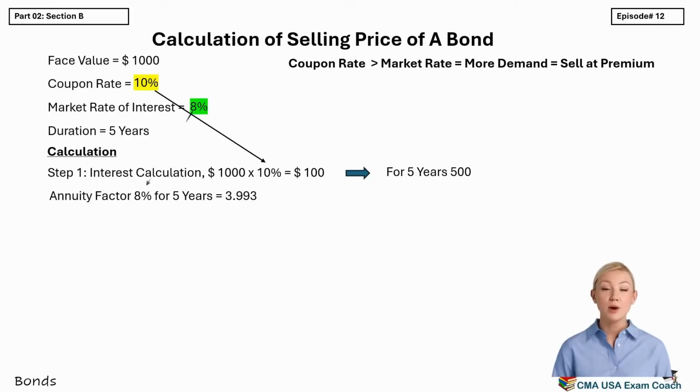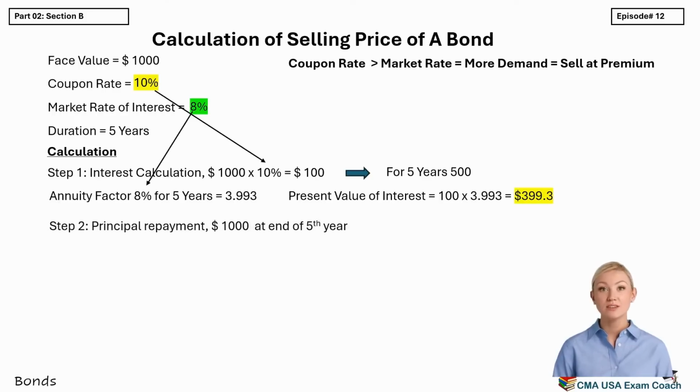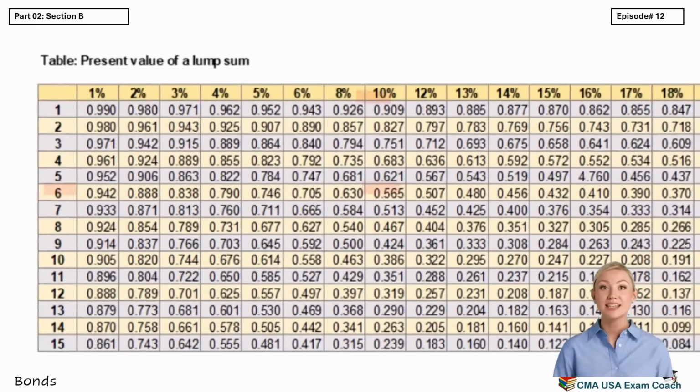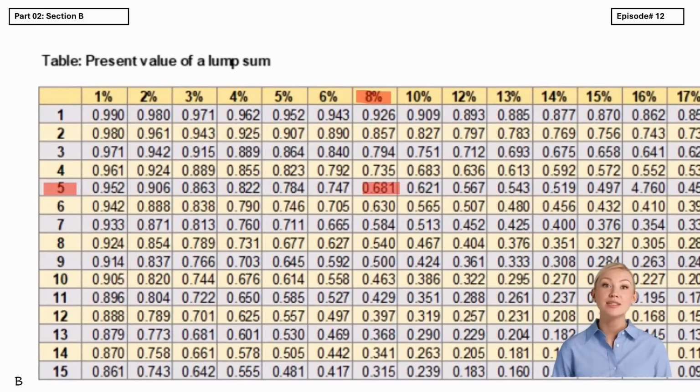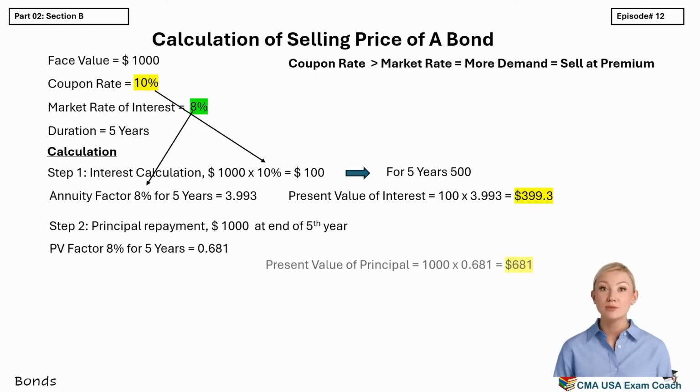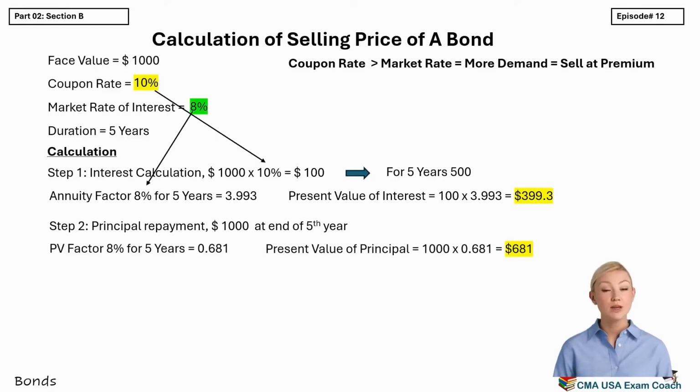Now let's move to the second part, the principal repayment. At the end of 5 years, the bondholder will receive the $1,000 face value. Since this is a single lump sum received in the future, we use the present value table, not the annuity table. In the present value table, under 8% and 5 years, the factor is 0.681. Now we multiply this factor by $1,000. 1,000 times 0.681 equals $681. So the present value of the principal repayment is $681.